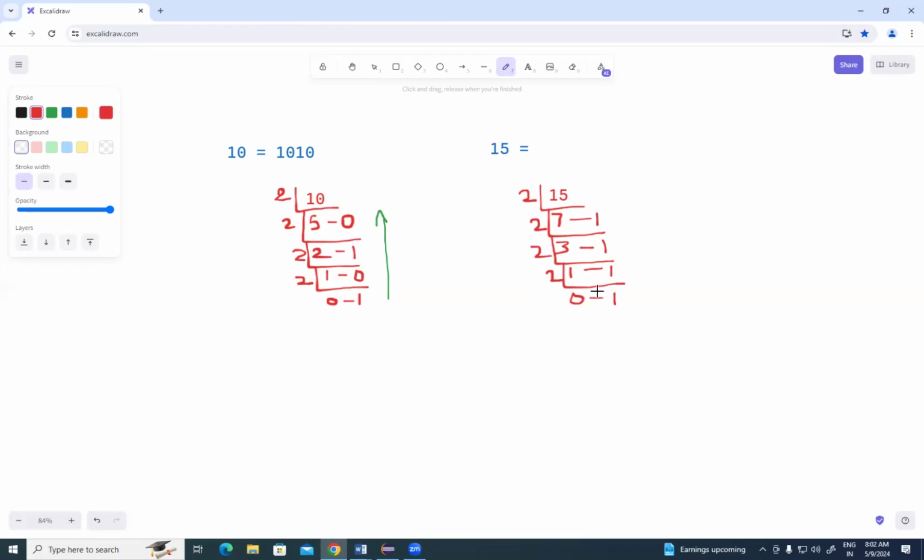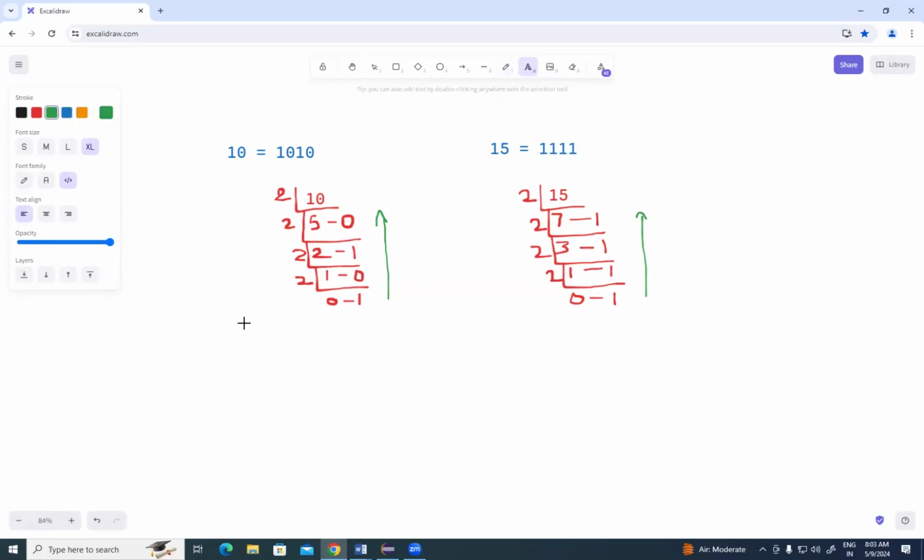Stop here. Then take the digits from bottom to top. What are the digits from bottom to top? 1 1 1 1. Folks, 15 is how much now? 1 1 1 1. Am I clear now?